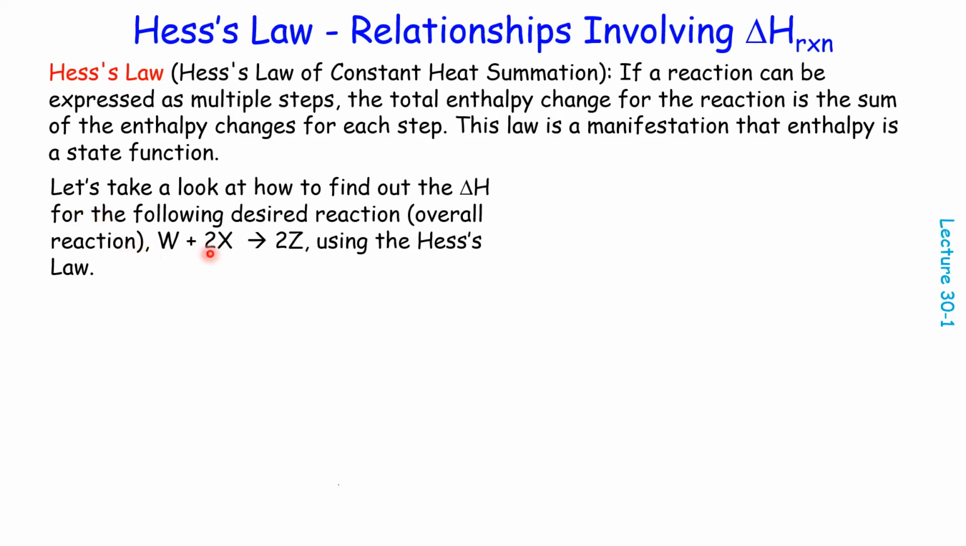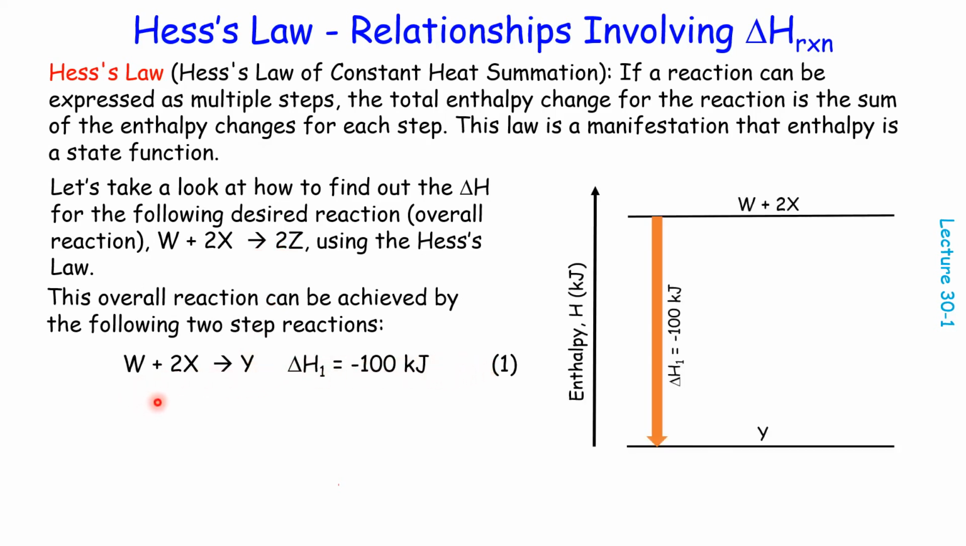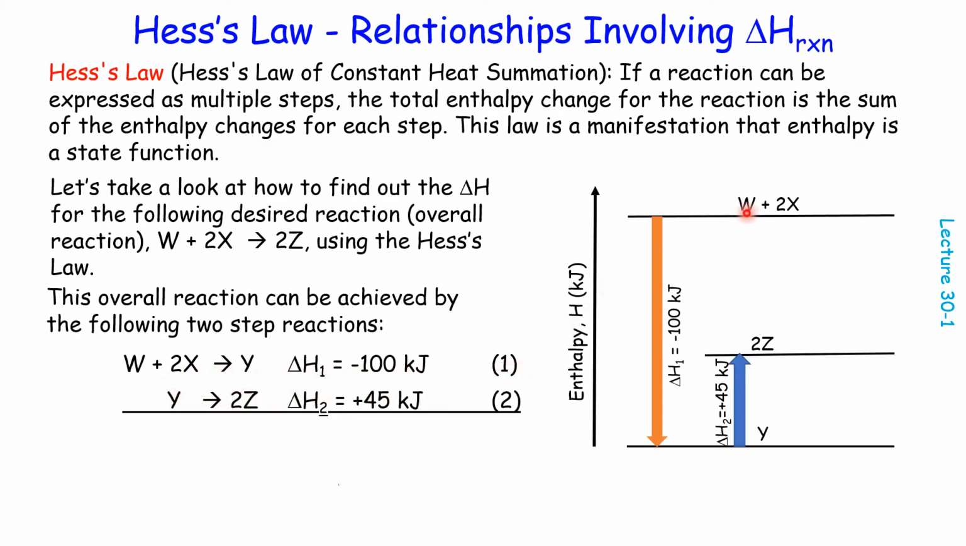Now let's take a look at this hypothetical reaction. I call that the desired reaction, or the overall reaction. That should be the sum of two individual reactions: individual reaction number 1 and individual reaction number 2. For reaction number 1, the reactants are W and 2X, and the product is Y. Reaction number 2: the reactant is Y, and it goes to the product 2Z.